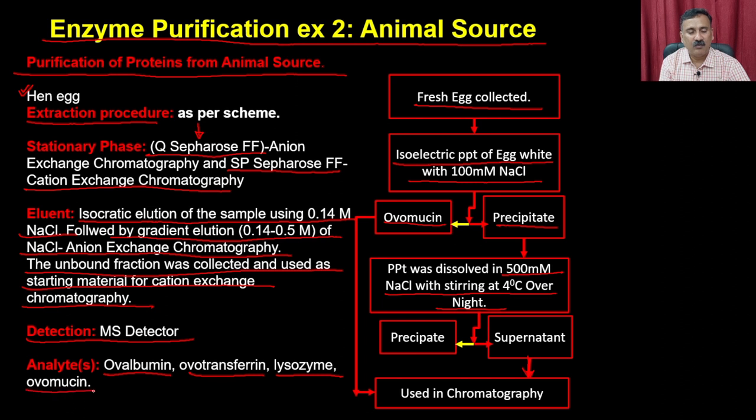In the analyte, you will see purification of ovalbumin, ovotransferrin, lysozyme, and ovomucin. Now, whether you are dealing with plant sources, bacterial sources, or animal sources, the purification strategies are going to be very much the same.